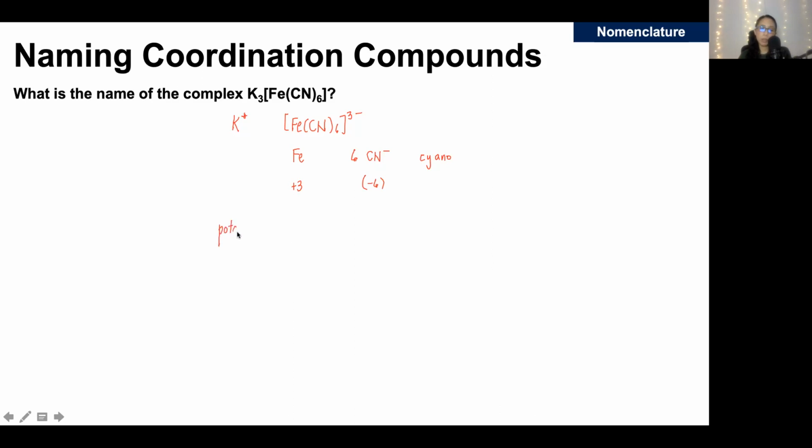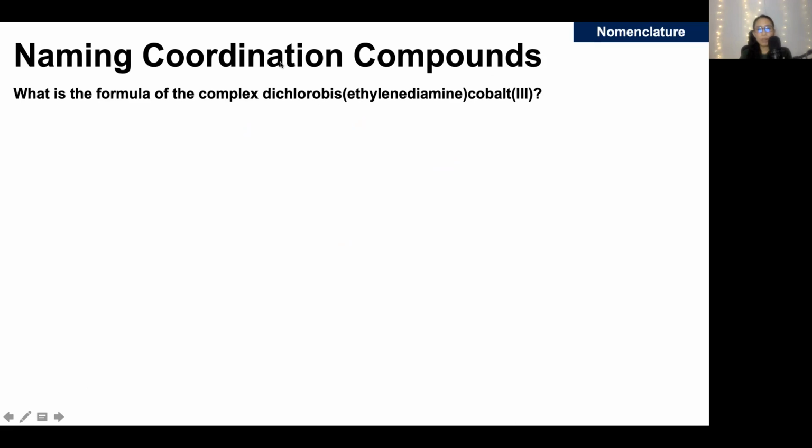So what's the name of this compound? This is ionic. So you start with the cation, which is simply potassium. Then the name of your complex anion. So that would be hexacyano. Now this is an anion, so the ending of our metal name is -ate: hexacyanoferrate 3. Okay? Potassium hexacyanoferrate 3. Next, what is the formula of the complex dichlorobis ethylene diamine cobalt 3?